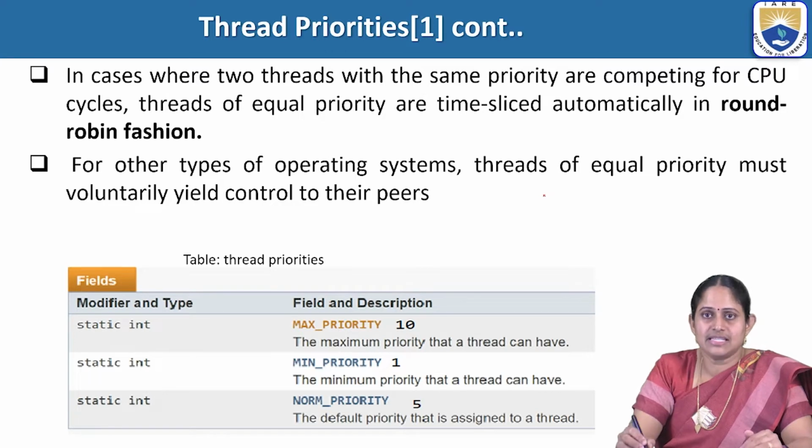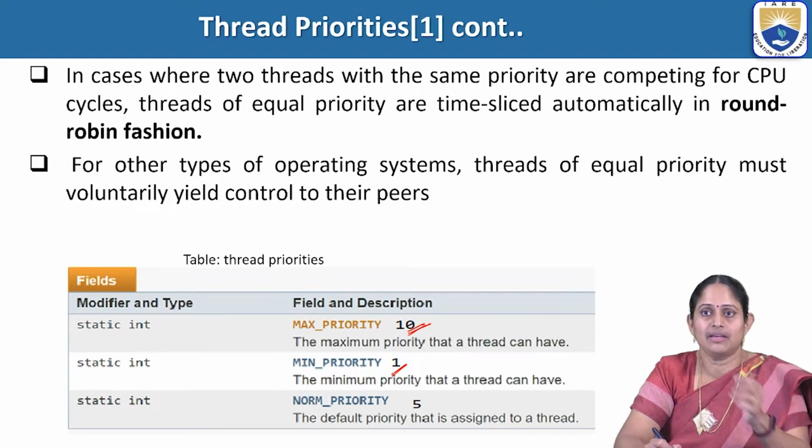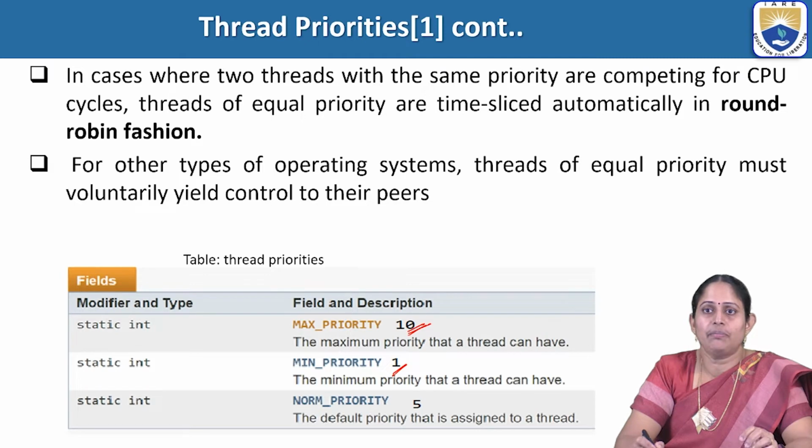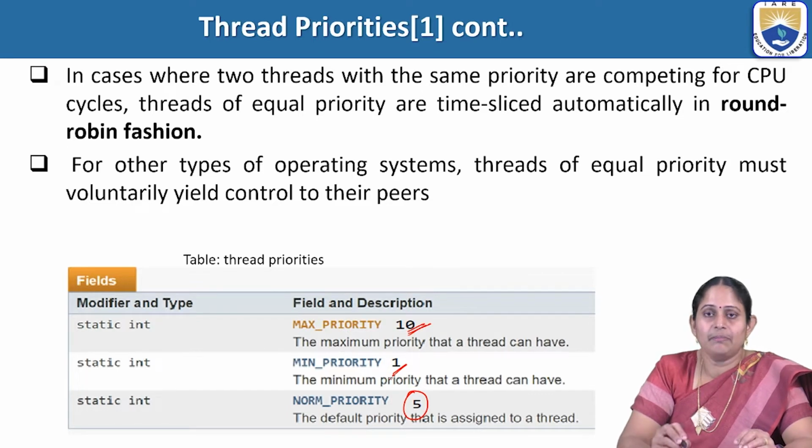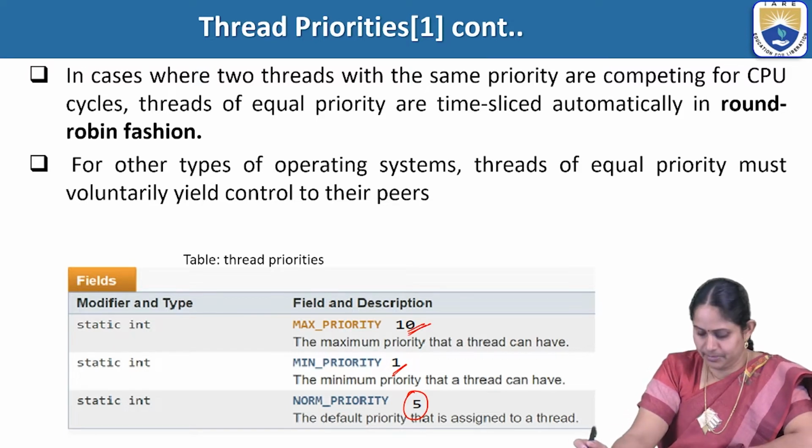Now, in Java, the priorities range from 1 to 10. 10 is the maximum priority, and 1 is the minimum priority. By default, threads take the value 5. Basically, the main method's priority is always the normal priority, so its priority will always be 5.